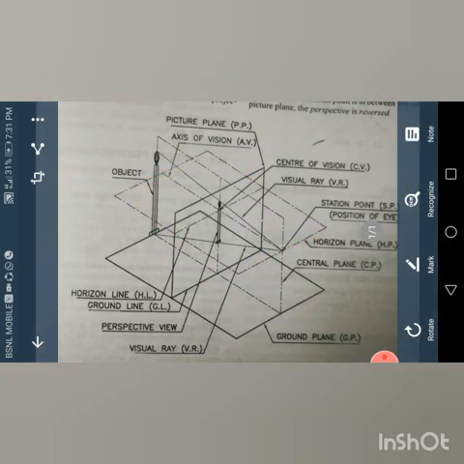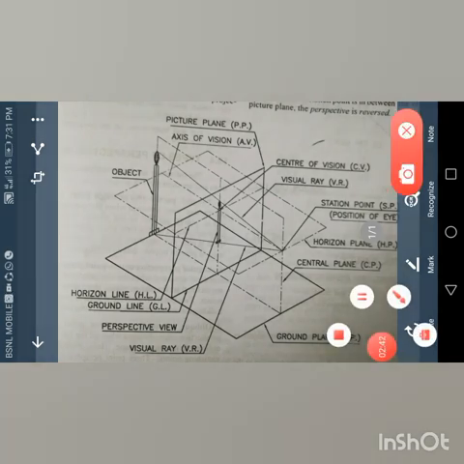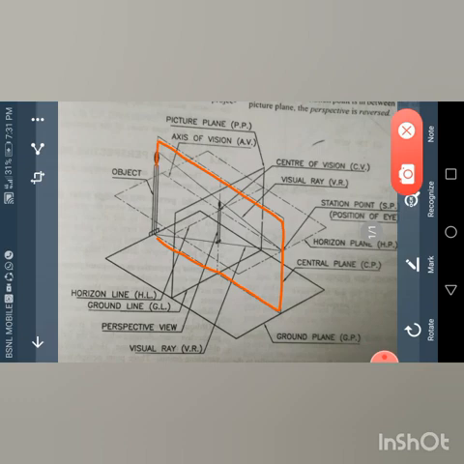Now next is center plane. Center plane is a plane passing through the observer's eye and it is perpendicular to both picture plane and ground plane. So this is the one. It's a vertical plane passing through the observer's eye, and it is perpendicular to this ground plane and this picture plane. So this is the plane.